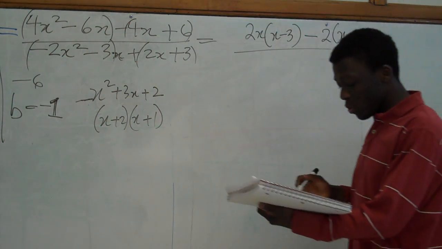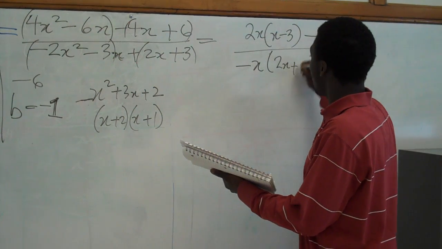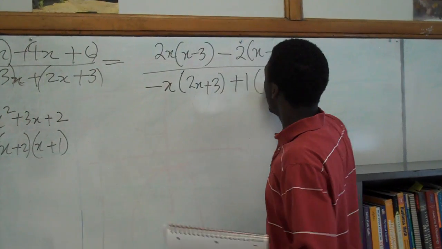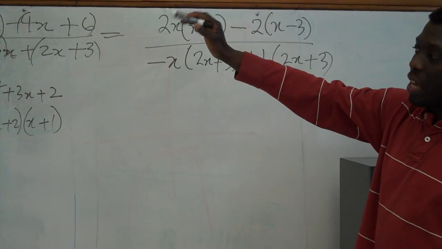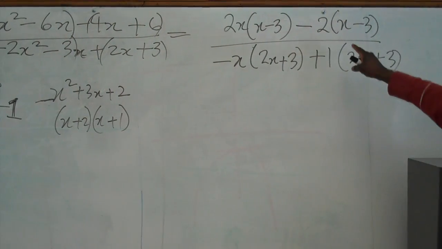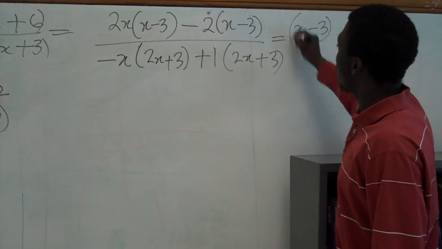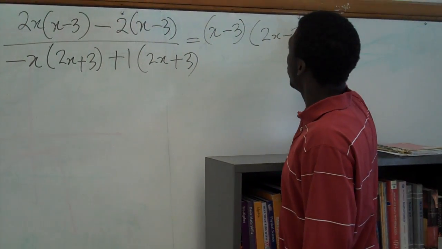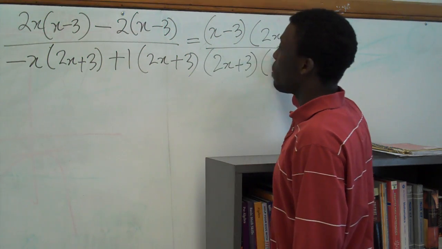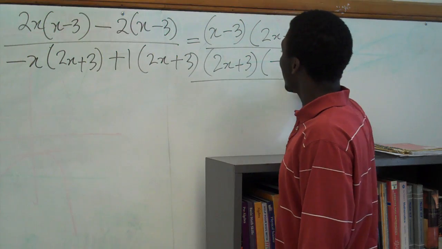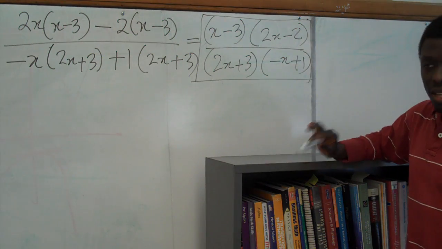On the bottom, what's common will end up becoming minus x into 2x plus 3, and then plus 1 into 2x plus 3. So again, I'm just showing you step by step how you handle simplification of rational expressions like that one. And then the next step is simply take out what is common. x minus 3 is common, so we get x minus 3, and then write down what you have left: 2x minus 2, divided by, you take out what's common, 2x plus 3, and that's divided by minus x plus 1. That is actually all that you can do with this problem, because none of these cancel out, so you just leave it the way it is.